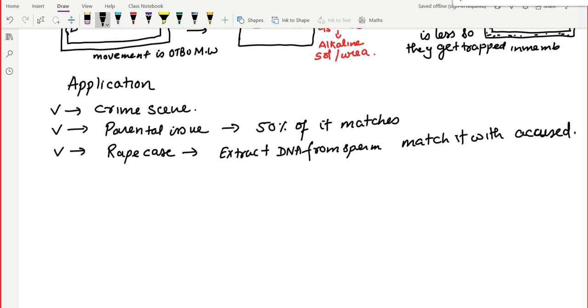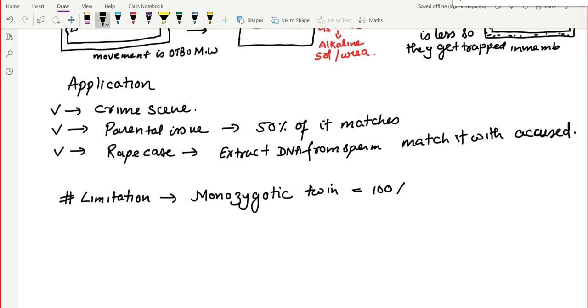Now, is there any limitation, sir? Yes. If we talk about limitation, there is only one single limitation, sir. That is monozygotic twins. The DNA fingerprinting of monozygotic twins matches 100%. They have a 100% match, so you cannot identify a particular person on the basis of DNA fingerprinting if they are monozygotic twins. Clear, Babu?